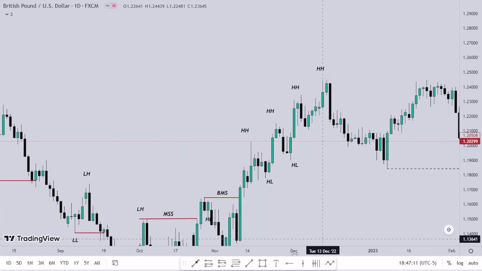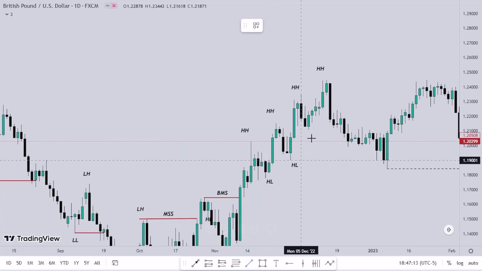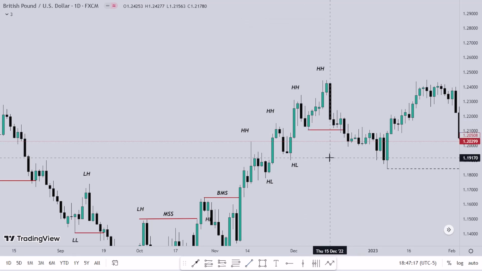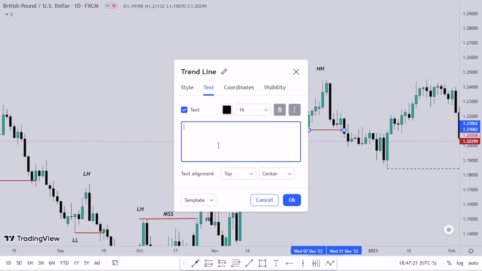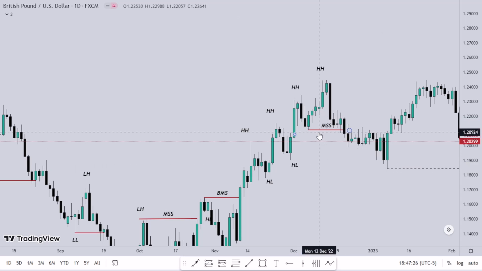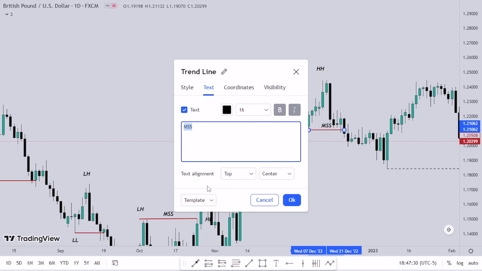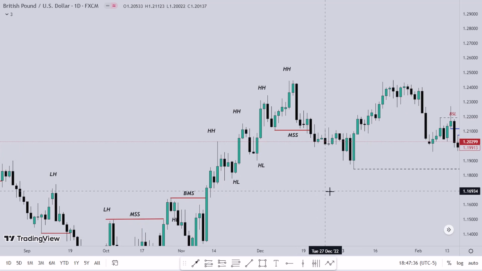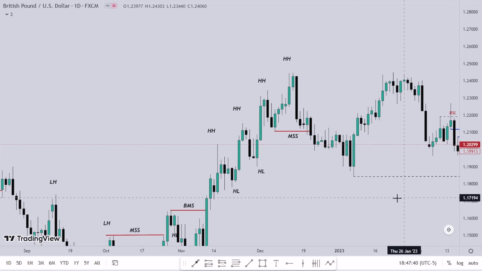At this point, what do we see? We see a change of character, or a shift in market structure. MSS, market structure shift. And what did I say? For you to confirm that a trend has really shifted, you need the trend to have a change of character or a market structure shift, followed by a break in market structure.